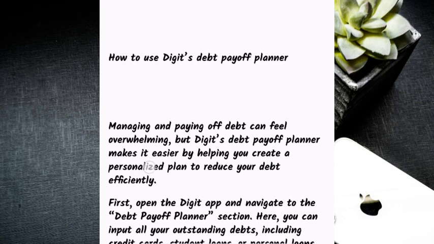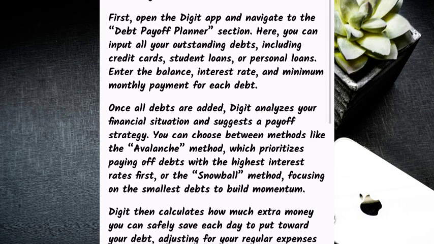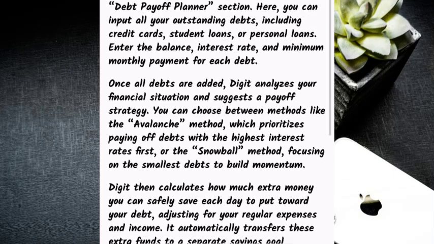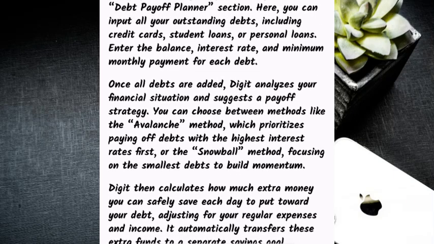So first, open the Digit app and navigate to the Debt Payoff Planner section. Here you can input all of your outstanding debt, including credit cards, student loans, or just personal loans. Enter the balance, interest rates, and the minimum monthly payment for each debt. Once all debts are added, Digit analyzes your financial situation and suggests a payoff strategy.